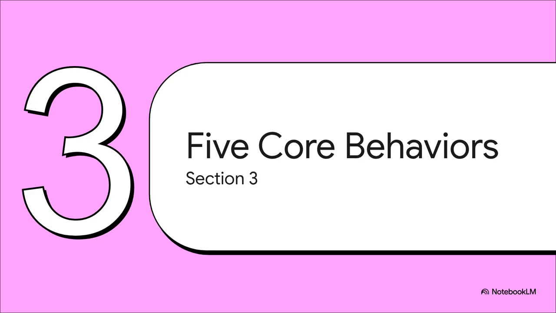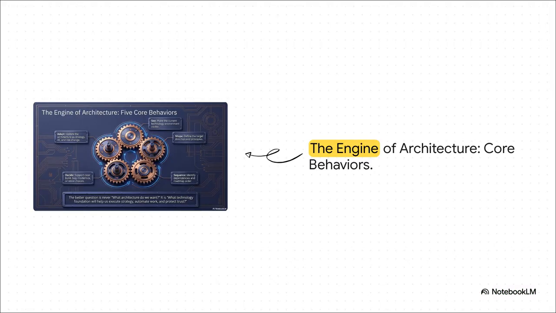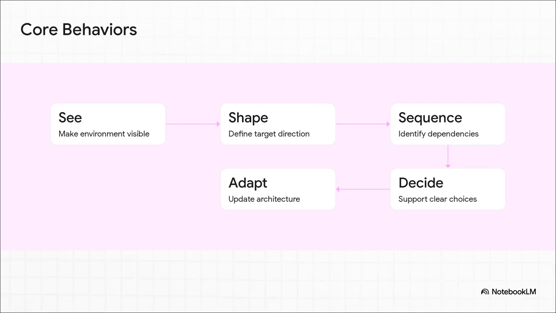Let's look at the mechanics of how this architecture engine actually operates out there in the real world. Now, what's really interesting about this is how it visualizes architecture as a system of interlocking gears. These aren't just isolated steps. They are continuous behaviors that drive your technology foundation. The question shouldn't just be, what architecture do we want? It's what technology foundation will actually help us execute our strategy and automate our work. So let's walk through those 5 gears.